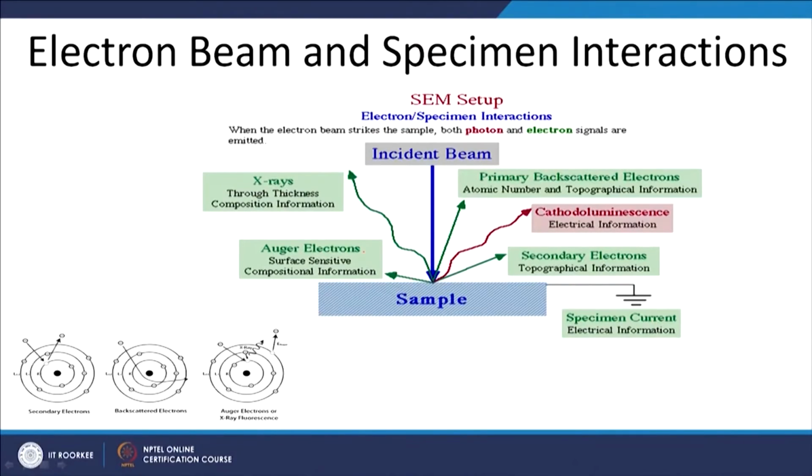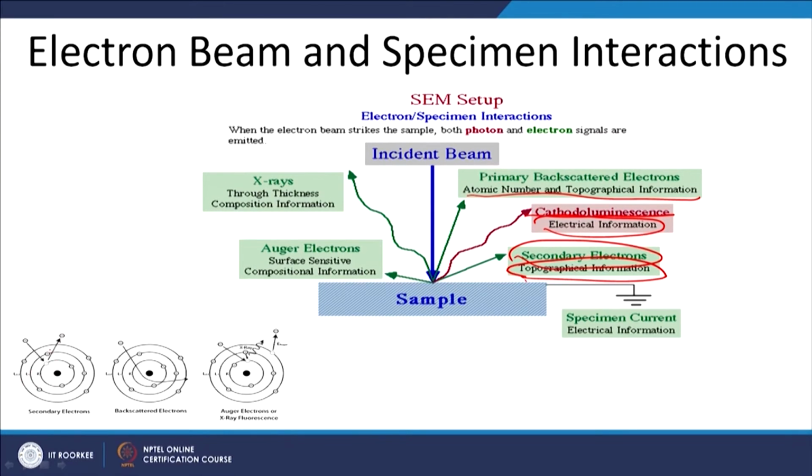Then there can be Auger electrons, from which surface sensitive compositional information can be obtained. There can be primary backscattered electrons, which give atomic number and topographical information. There can be cathodoluminescence, which gives electrical information, and finally there can be secondary electrons, which give the topographical information. In SEM mainly we look for the secondary electrons, which give the topographical information. So, for example, if you look at this electron orbit, this is the nucleus and the electron is rotating around K, L and M orbits. Here we are just showing K, L1 and L2,3 orbits.